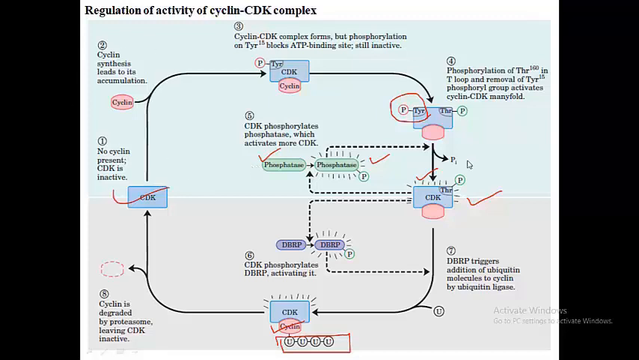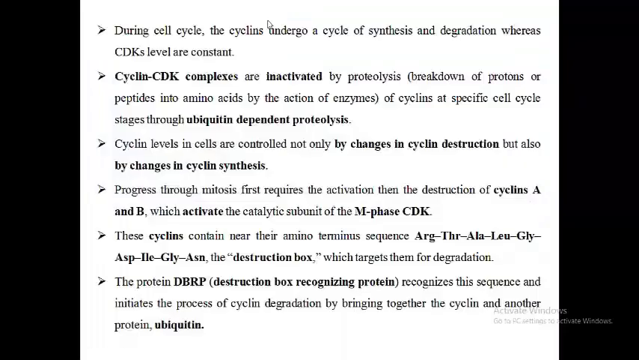This is the cyclic manner of the cyclin CDK complex in the mammalian cell cycle. From that diagram you can say during the cell cycle the cyclins undergo a cycle of synthesis and degradation, whereas CDK levels are constant. Cyclin CDK complexes are inactivated by proteolysis of cyclins at specific cell cycle stages through ubiquitin dependent proteolysis.